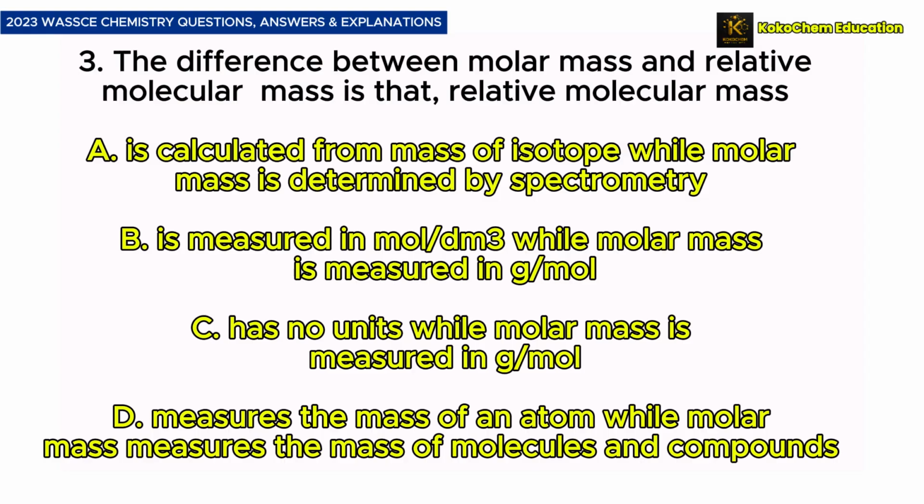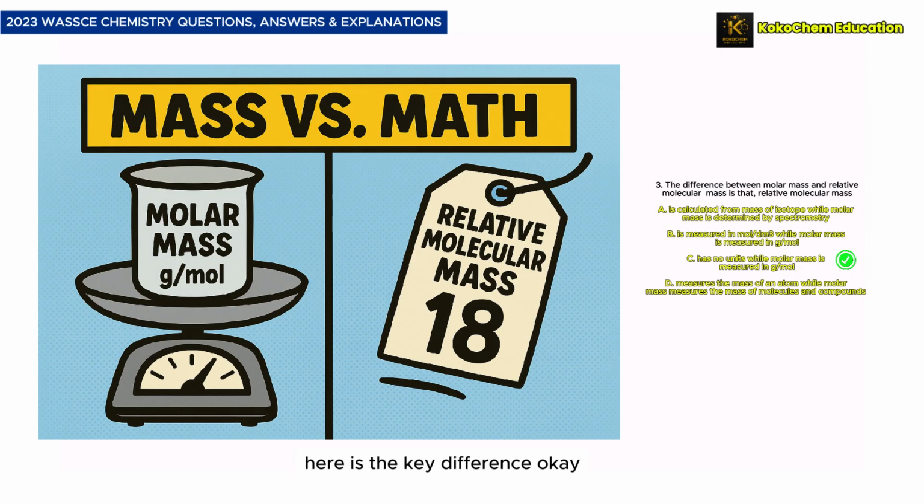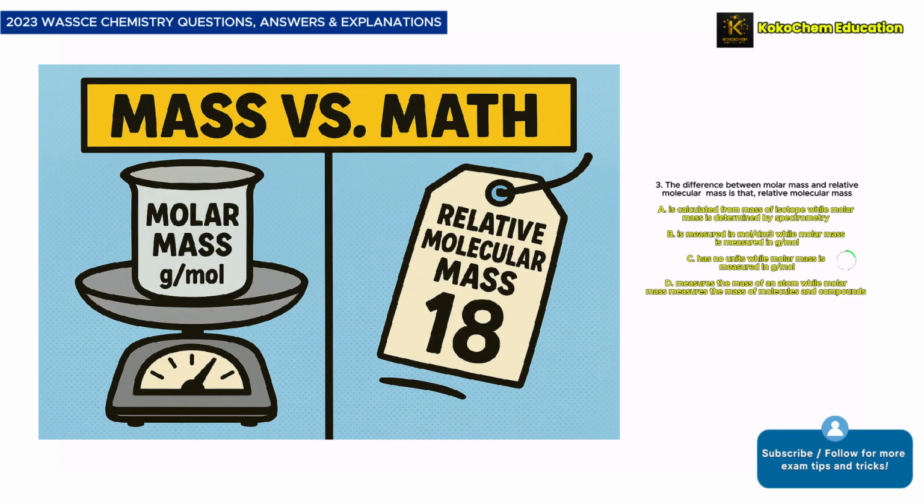The correct answer is C. Relative molecular mass has no units, while molar mass is measured in grams per mole. Explanation: here is the key difference, okay? Molar mass is a physical quantity with units, and the unit is grams per mole. Relative molecular mass is just a comparison. It's just a number. It doesn't have any units attached to it. So one thing to remember is that relative means no unit. Molar has a unit, which is grams per mole.